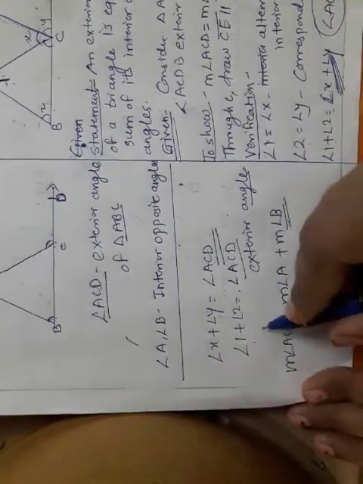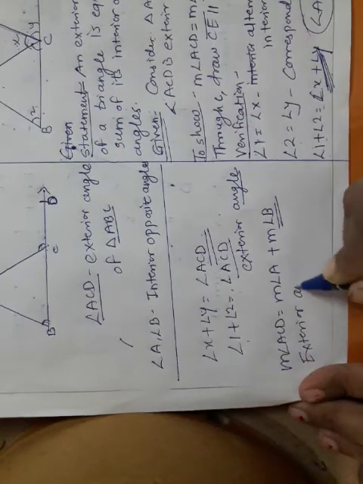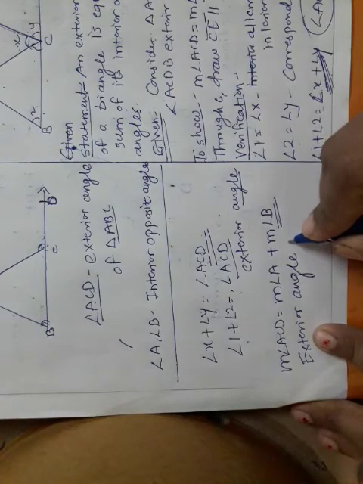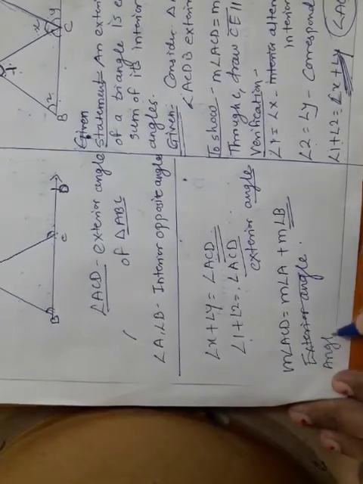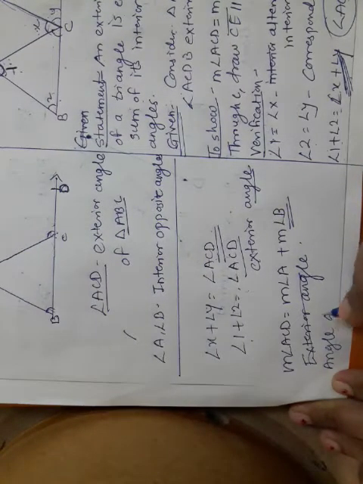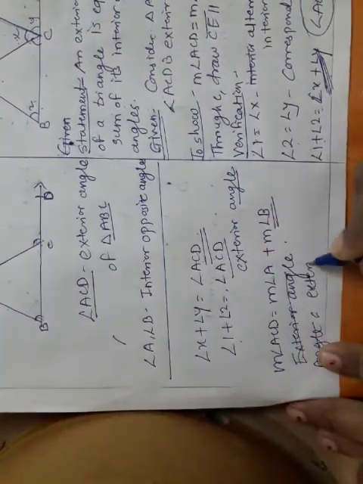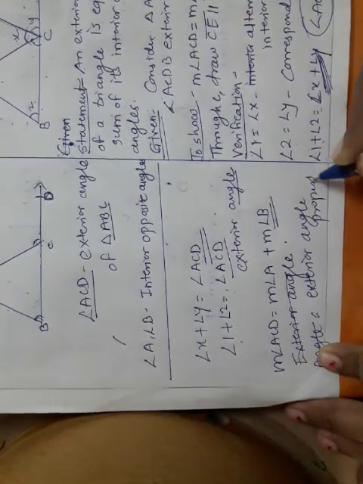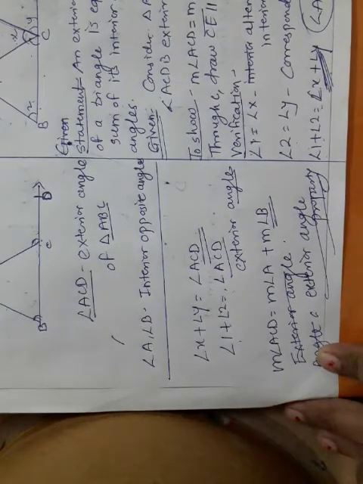Therefore this is known as the exterior angle property. Okay, this is known as the exterior angle property. Understood everyone?